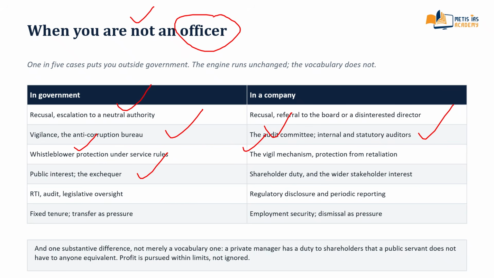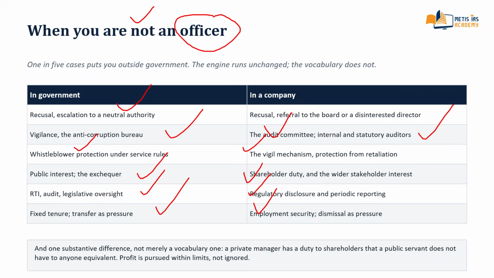In government, the duty is to public interest and the exchequer. In a company, shareholder duty and the wider stakeholder interest. In government, RTI, audit, legislative oversight. In a company, regulatory disclosure and periodic reporting. In government, fixed tenure, with transfer as pressure. In a company, employment security, with dismissal as pressure.